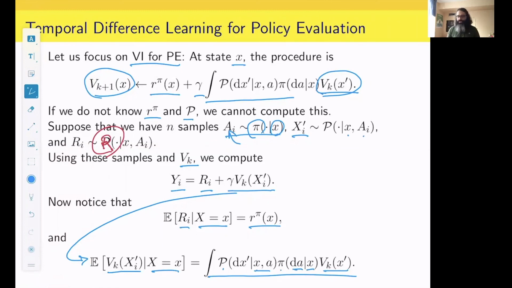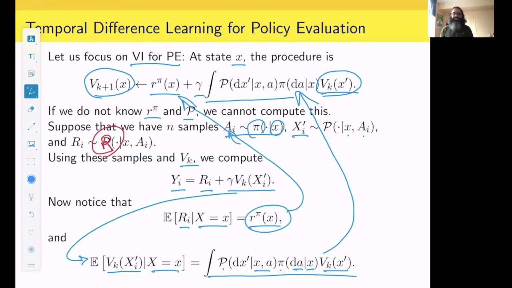You see that this part is exactly the same as what we have in the definition of the Bellman operator, applying the Bellman operator to it. And also the reward part is exactly this one. So what does it mean?